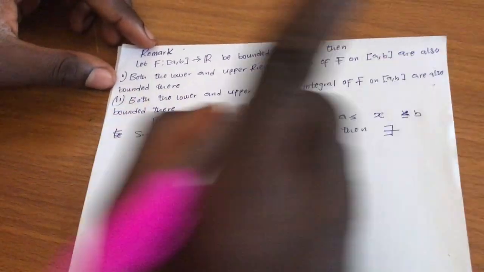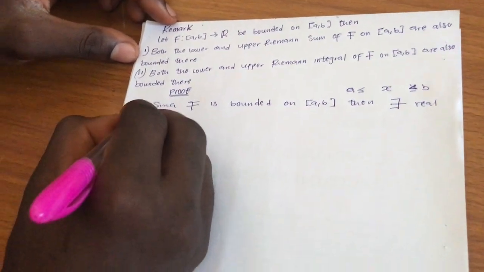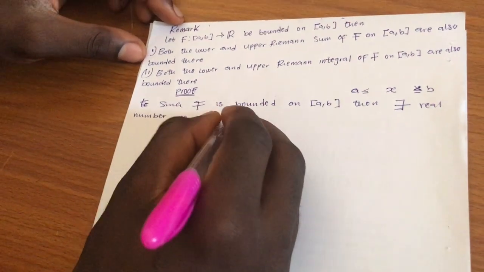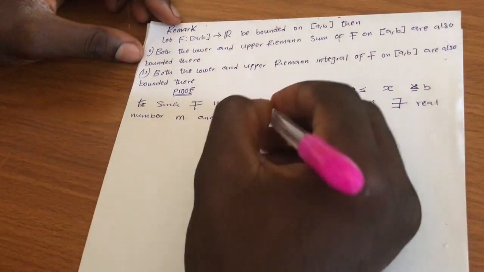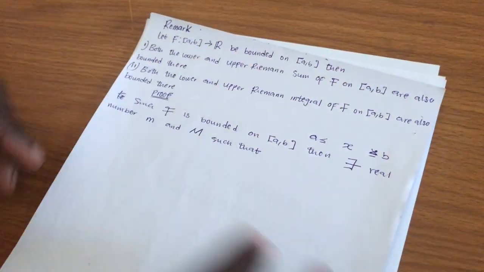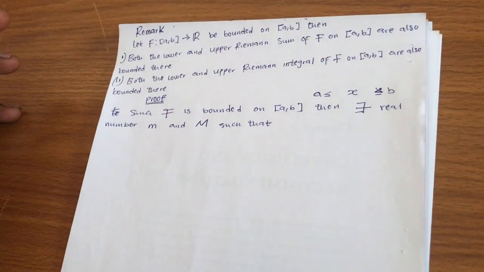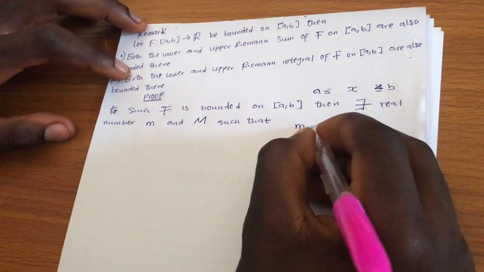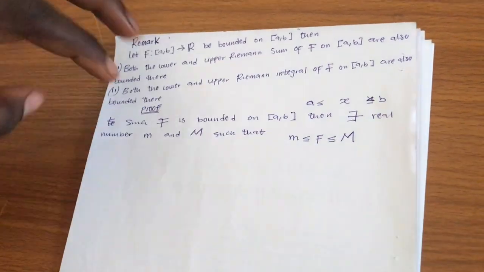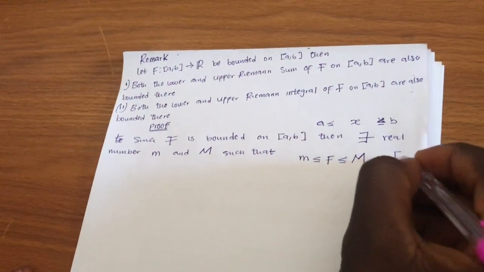there will exist real numbers. Are you with me? Real numbers, small m and capital M, such that, now what I'm trying to do here is to show you that f is bounded. That is, f will be in between small m and capital M, that is like this, on [a, b].